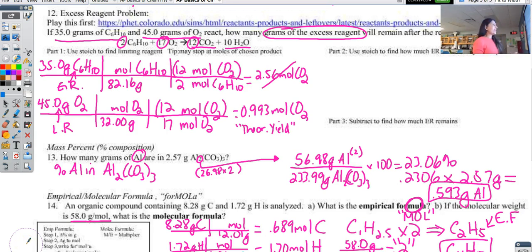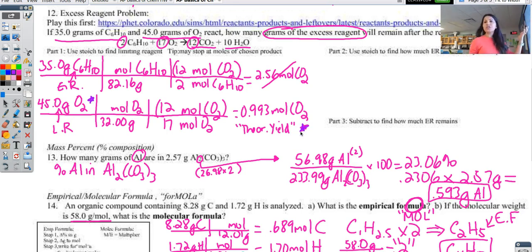One way is I can take a look to see, I know that I'm theoretically supposed to be making 0.993 moles of the CO2, okay? So I know that, and I also know that my 45 grams of oxygen, since that's my limiting reagent, gets completely used up. So I could use that as well, okay? So I could use either one of these.